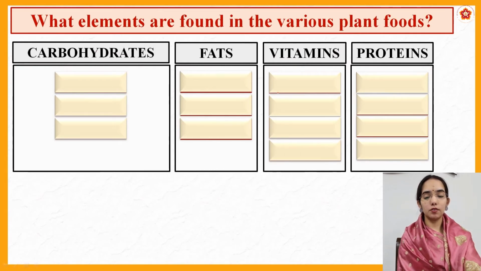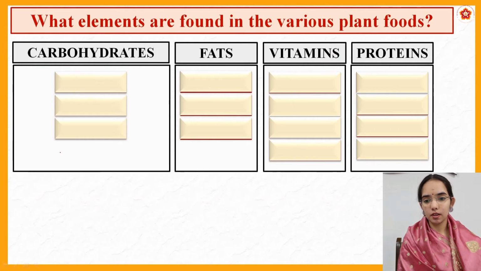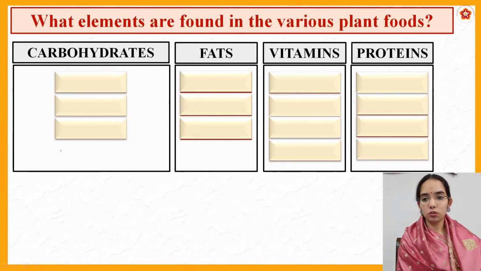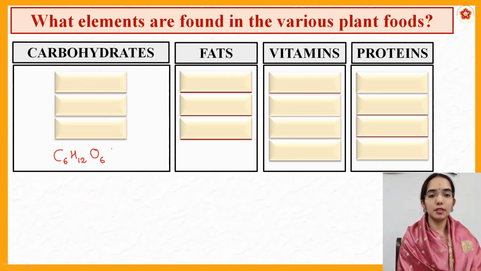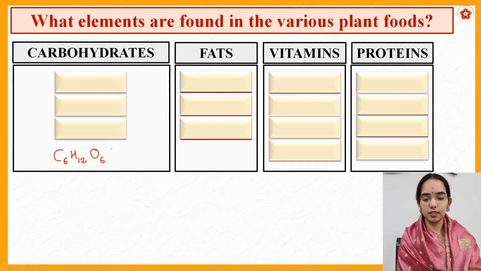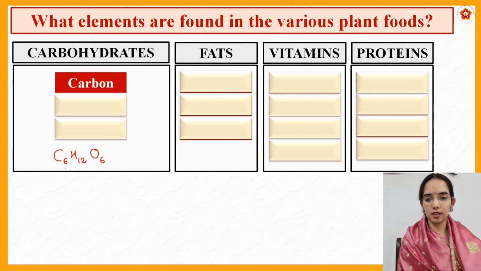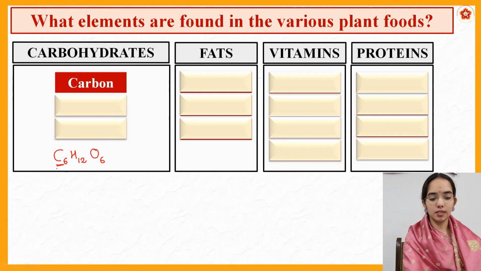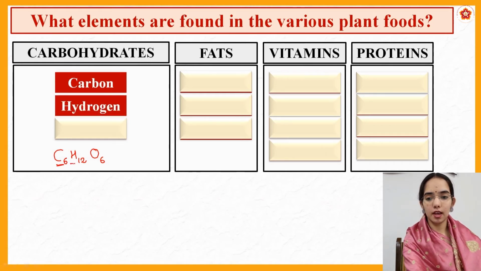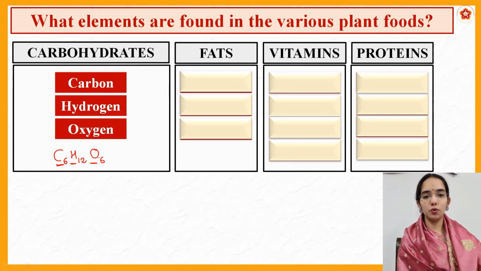So now in carbohydrate, we know that glucose is also a kind of carbohydrate, right? So the formula of glucose is C6H12O6. So what are the elements of carbohydrate? It is carbon, as you can see here, carbon. Then it is hydrogen, as it is here. Then it is oxygen. Okay.